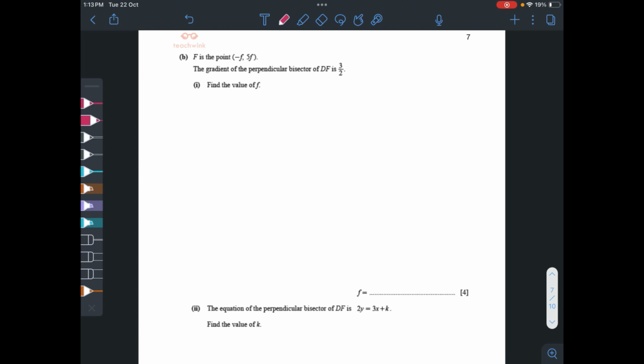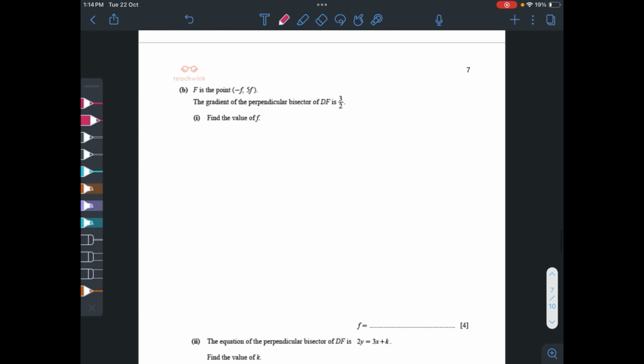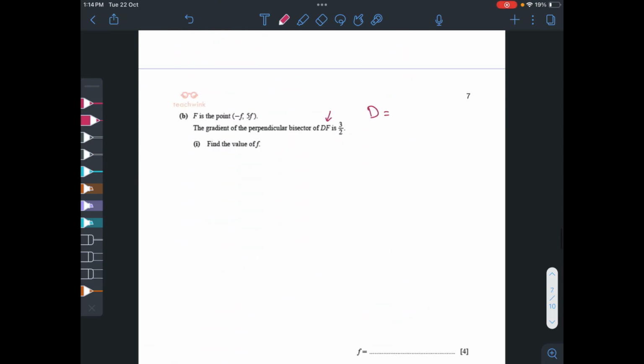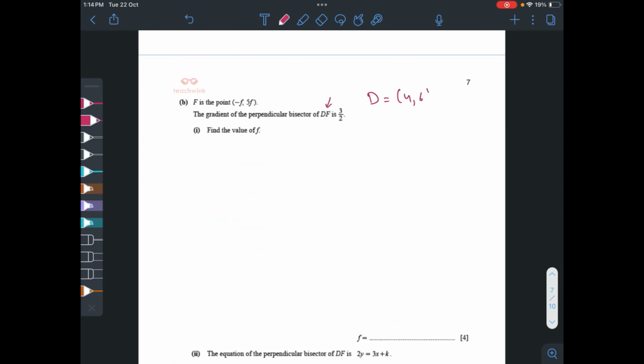The gradient of the perpendicular bisector of DF is 3 over 2. Find the value of F. First of all, in order to find the gradient of DF, you need the coordinates of D. The coordinates of D are given above. They are 4 and 6. And the coordinates of F are given over here.